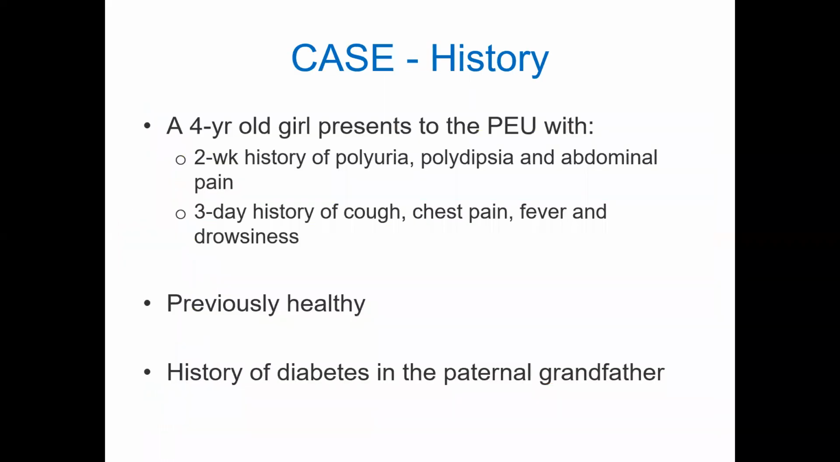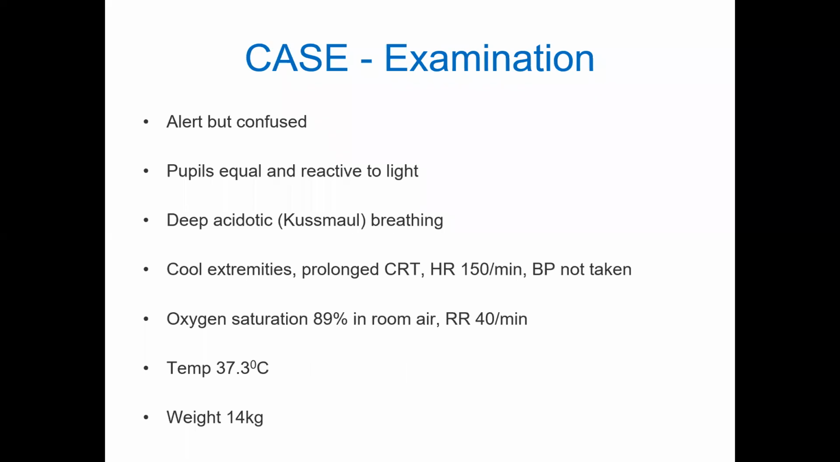So I will begin with a case. This is a 4-year-old girl who presented to our pediatric emergency unit at Kenyatta National Hospital about 3 weeks ago. This is a child who had been on management in one of the county hospitals, had been there for 2 days before being referred to us. She had a 2-week history of polyuria, polydipsia, and abdominal pain, and a 3-day history of cough, chest pain, fever, and drowsiness. She was reported to have previously been healthy, and there was a history of diabetes in the paternal grandfather. On examination, she was noted to be alert but confused.